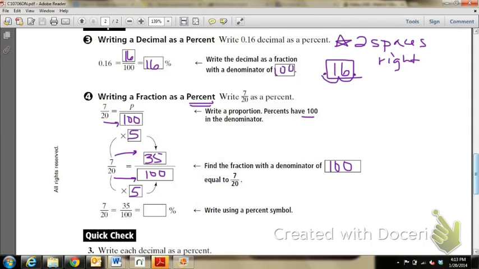So that means that 7 over 20 is 35 over 100. Now, your percent is just the top number, okay? So whatever number lands on top of the 100, that's your answer. So 35%. You never say 35 over 100%. That's too much. So you just want to say the top number. Okay? So now, pause the video if you need to before moving on to the quick checks.